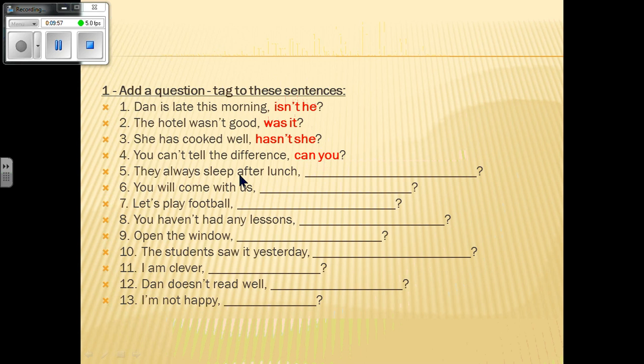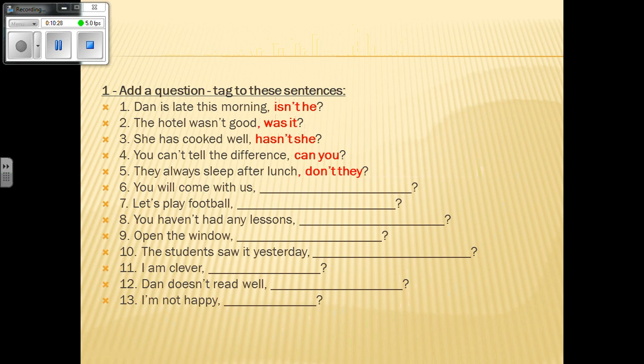They always sleep after lunch. Do we have any of verb to be? Am, is, are, was, or were? No. Do we have any of verb to have? Have, has, or had? No. Do we have any of the modal verbs? No. Can, could, shall, should? No, no, no. So we will get one of the verb to do verbs. We have do or does or did. Here it's in the present. With they, we use do. But the sentence is in the affirmative, so it will be in the negative form. Don't they?